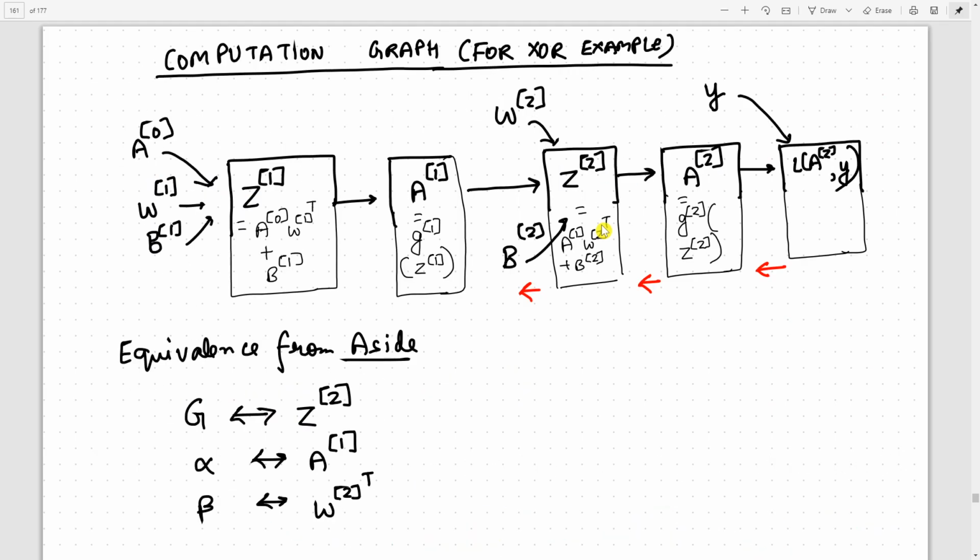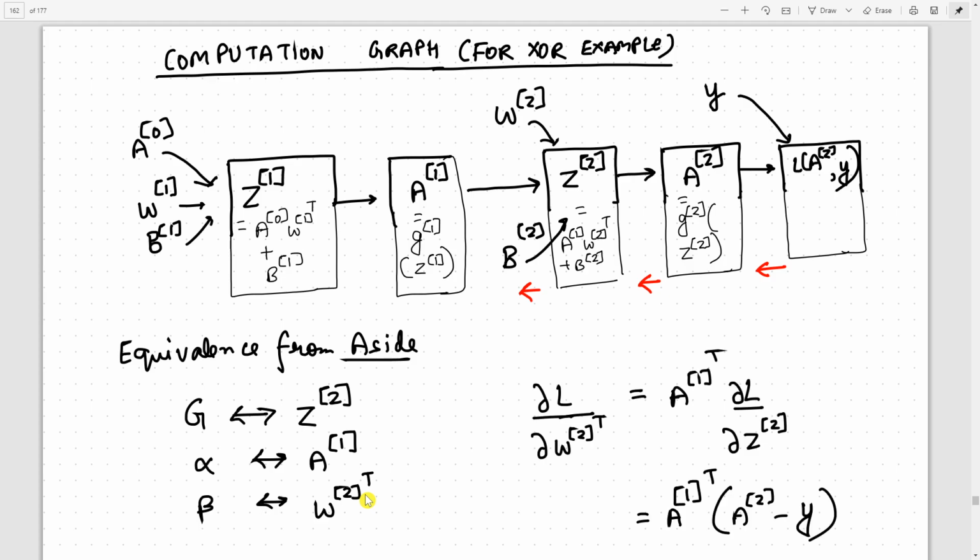Alright, so in the generalized setting, we had written G with respect to, so we already knew del L by del G. We similarly here know del L by del Z2, and G was written as alpha and beta. Here we can write Z2 as A1 times W2 transpose, right? So now both of these are equivalent, and we can directly make use of the results which we had obtained earlier to compute the gradient of Z2 with respect to W2 and Z2 with respect to A1. It should be fairly simple to do that now.